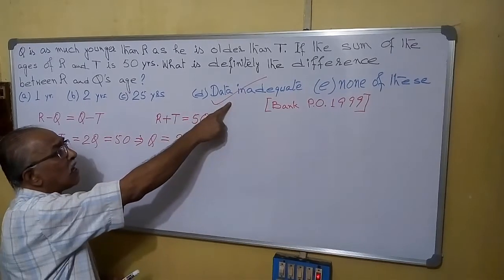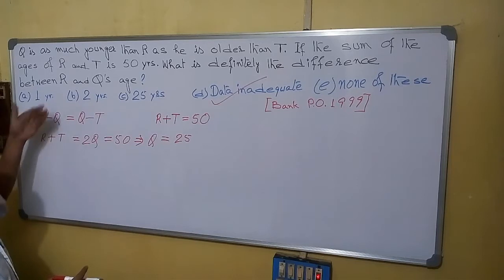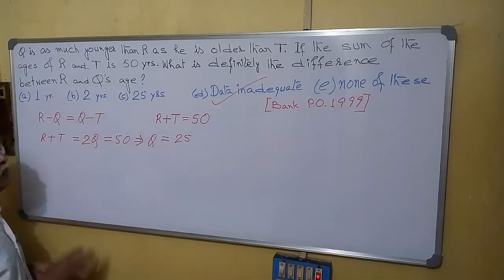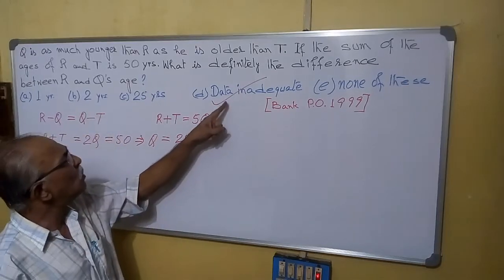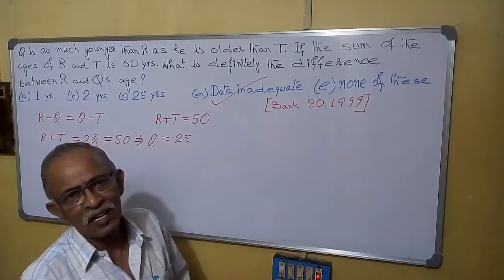Before choosing this type of option, see very carefully if any further clue is there or not. In this sum, you cannot find any further clue. So without any hesitation, we will say the data is inadequate.